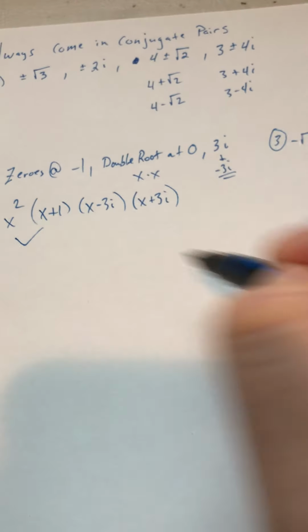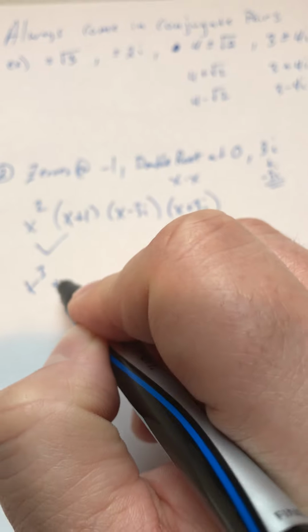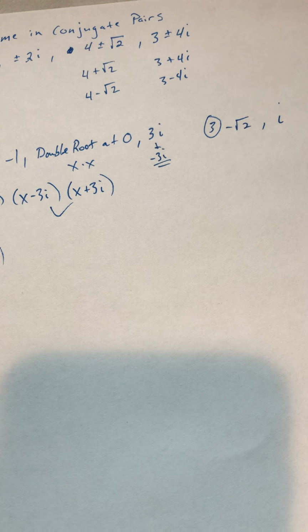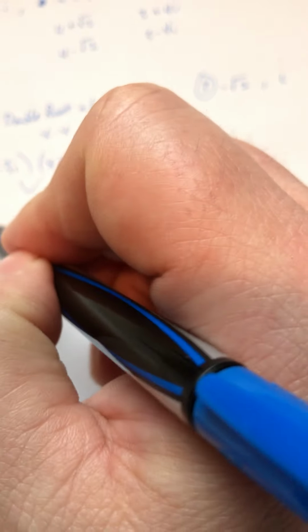And now same thing. I'm going to put these two together. So x cubed plus x squared. And then I'm going to put those two together. So again, I don't have to FOIL this out. I just got to do the first and the last because they're conjugate pairs and the O and the I will cancel. So x squared.